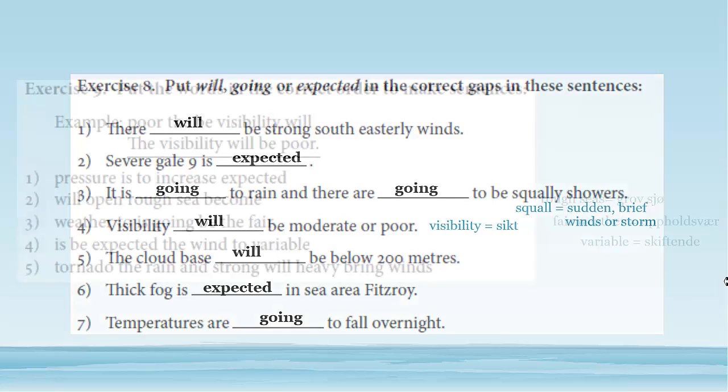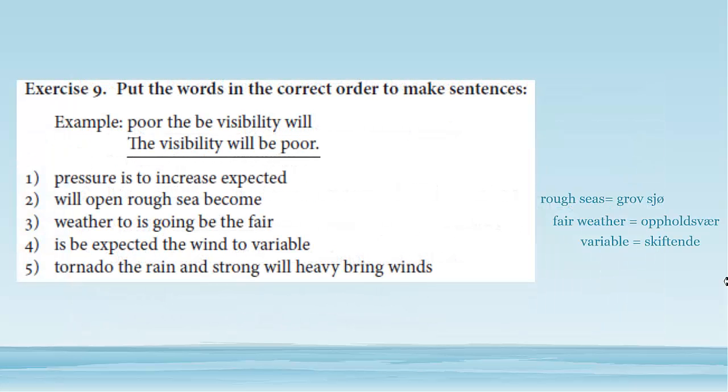Great, good. Let's go on to exercise 9 now. You want to put the words in the correct order to make sentences. So pressure is to increase, expected. Pressure is expected to increase. Now, remember what we said last time. High pressure is generally good weather. Low pressure sucks in the air from the surrounding high pressure areas, so generally low pressure means bad weather. So when you say pressure is expected to increase, weather is expected to get good.